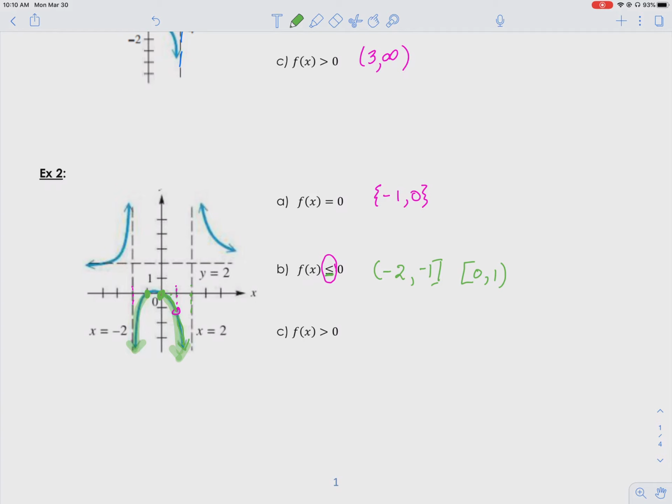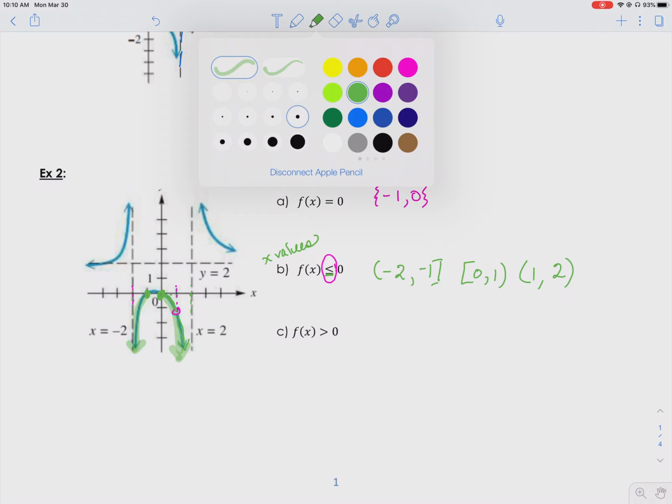So that's going to be from 1 to 2, and it doesn't actually hit 2 because you have asymptotes. Notice these are always your x values. Some folks get confused and start putting y values in there. Okay, now we want to know where it is above the x-axis.